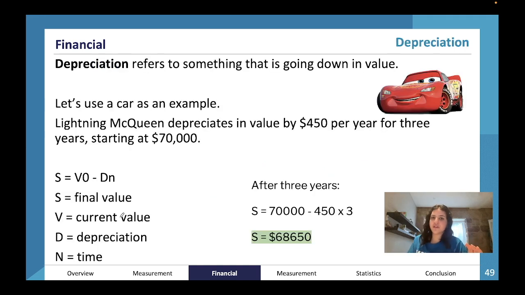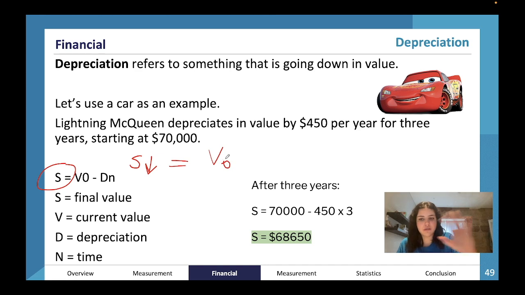Okay, so depreciation refers to something that is going down in value. I'm going to use Lightning McQueen here. Let's say he depreciates, this would never happen because Lightning McQueen would never depreciate, but let's say he depreciates in value by $450 per year for 3 years, starting at $70,000. So we have a formula here. Salvage value. So think of a car lot where they salvage cars for parts. Salvage value, our final value after all of the depreciation, is going to be V0. Don't worry about the 0, it's just V. Minus depreciation times number of time periods. So his original current value is $70,000.